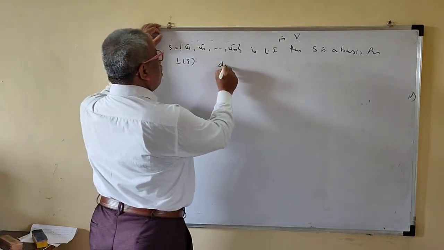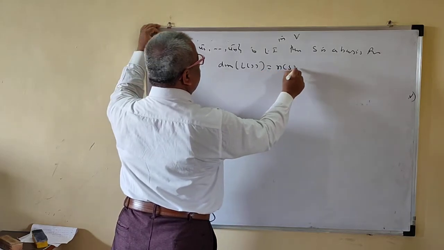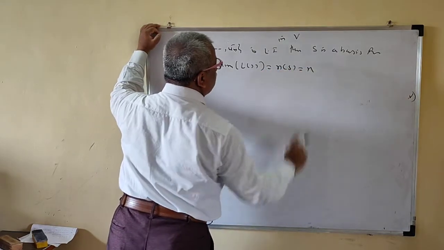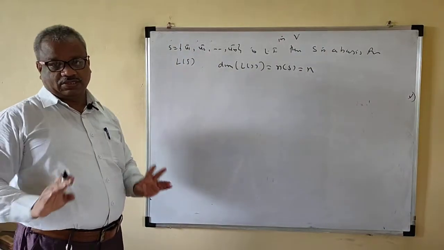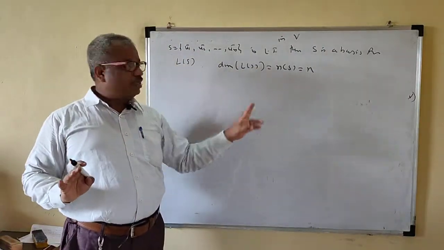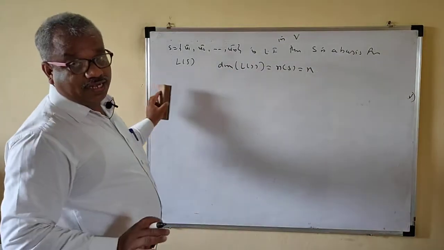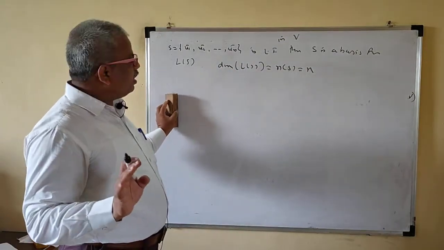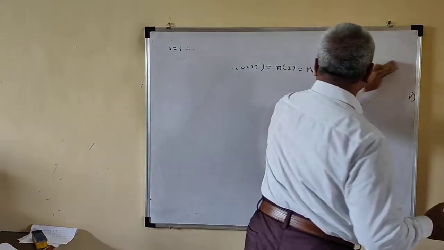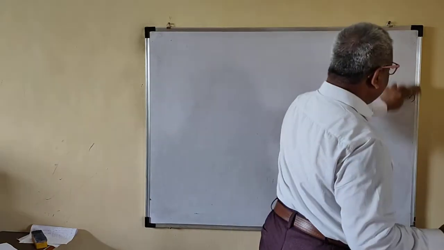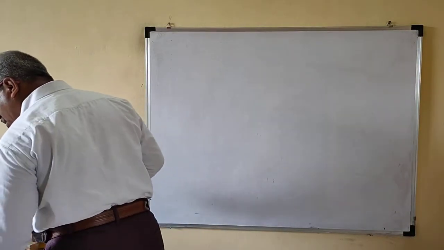So that means the dimension of L(S) is equal to the number of elements in S, that is n. Note this: the dimension of L(S) is the number of elements in S, if S is linearly independent. If S is not linearly independent, then it will not be a basis. So S should be linearly independent and the number of elements in that set should equal the dimension of V.